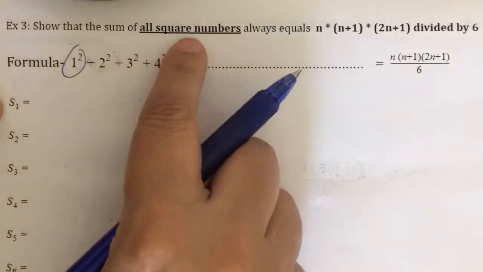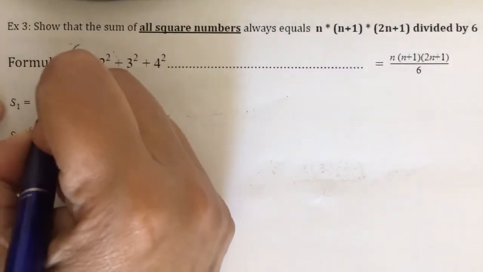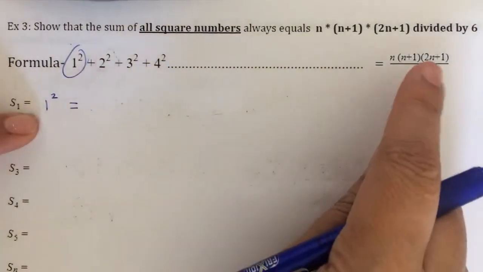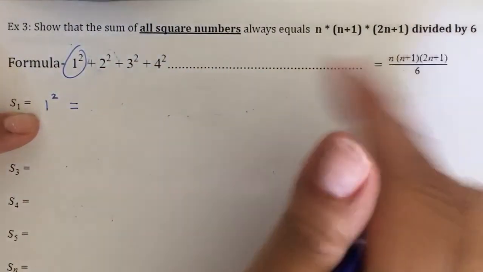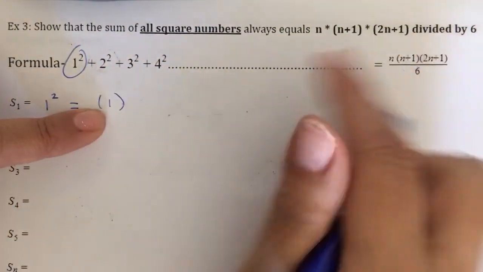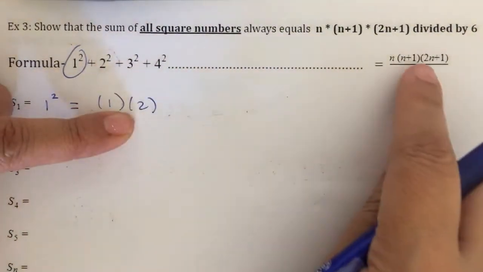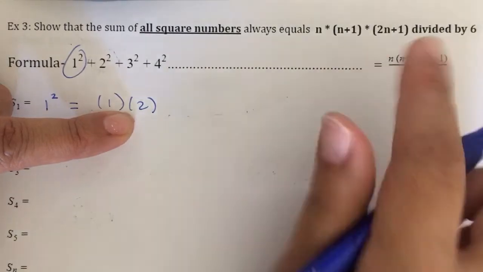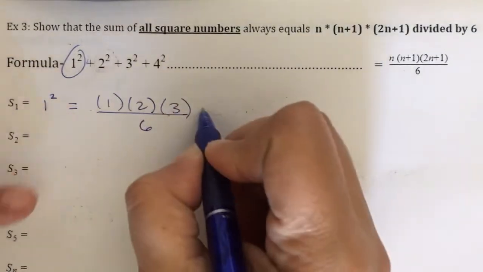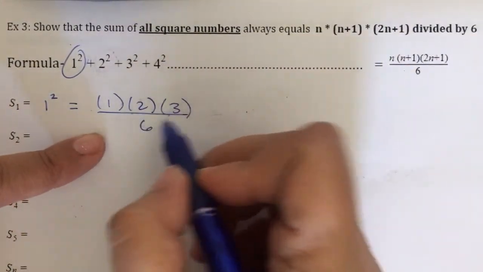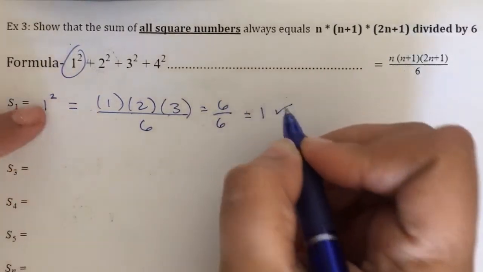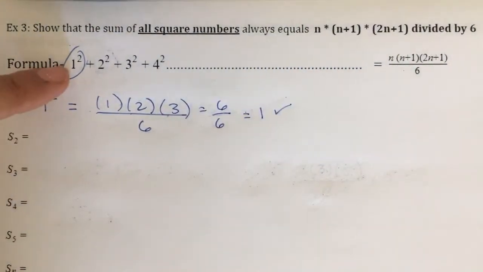I take the first square number, and I show that it's equal to this side if I plug in n equals 1. So on this side, I'm going to plug in n equals 1, and 1 plus 1, and 2n plus 1, that equals 3, divided by 6. Okay, so this turns out to be 6 divided by 6, which does equal 1, which equals this side.